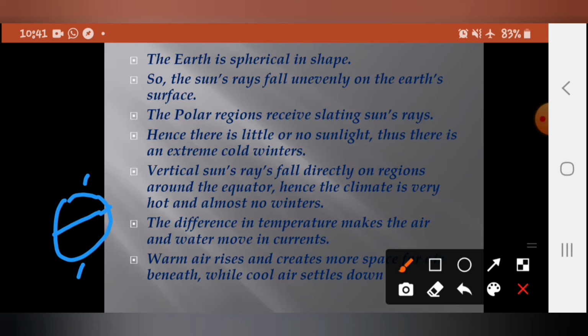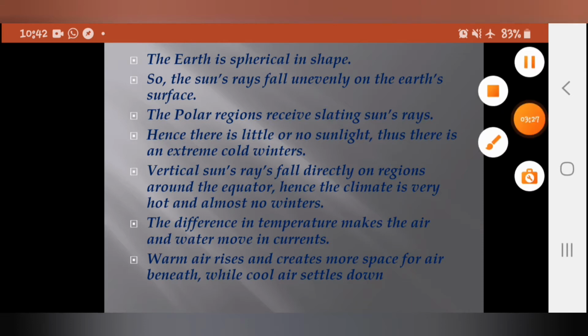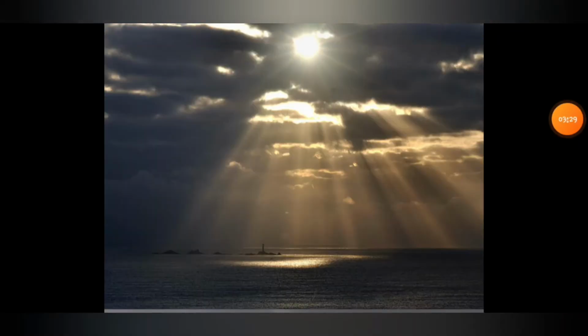The difference in temperature makes the air and water move in currents. Warm air rises and creates more space for air beneath, while cool air settles down. So this is the picture. You can see the sun's rays falling on the earth's surface.